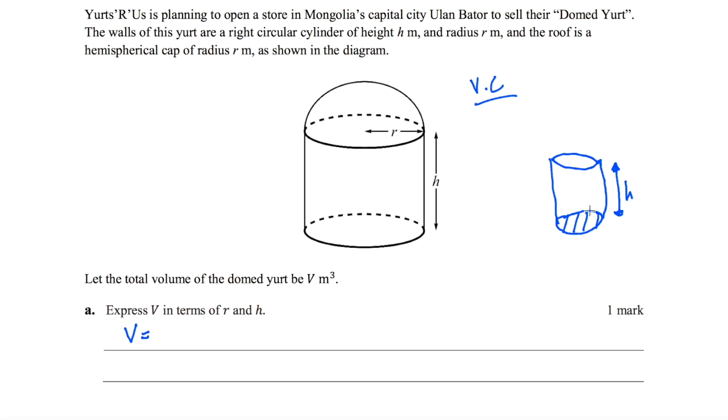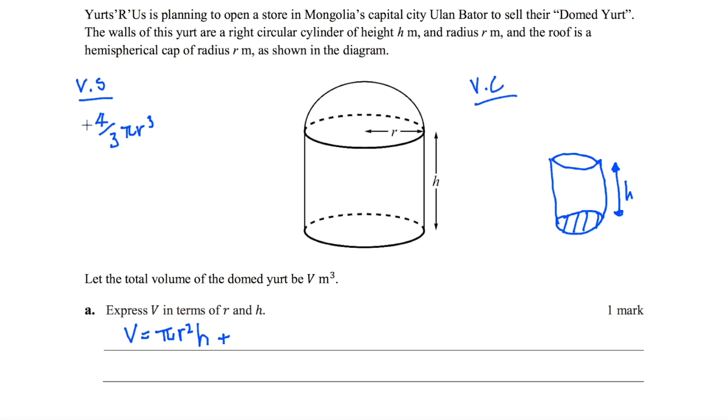So in this case, and that's a cylinder, believe it or not, the volume of a cylinder is going to be pi r squared, because that's the area of the base, times by the height. Then we're going to have to add on half the volume of the sphere, and the volume of a sphere is 4/3 pi r cubed.